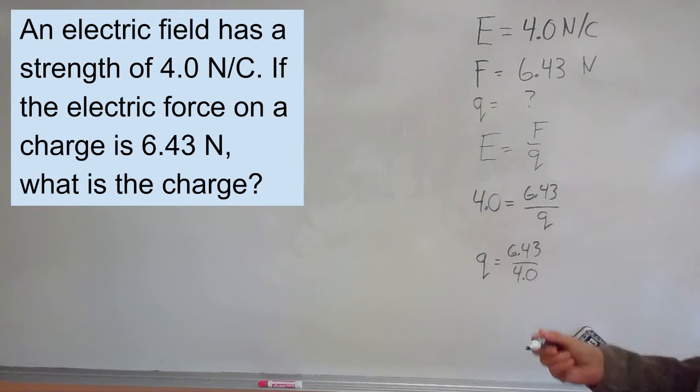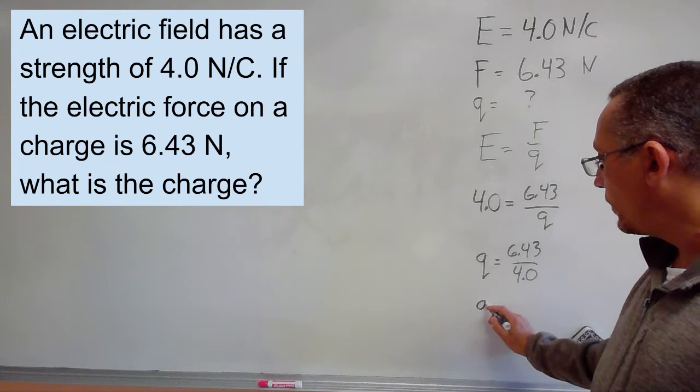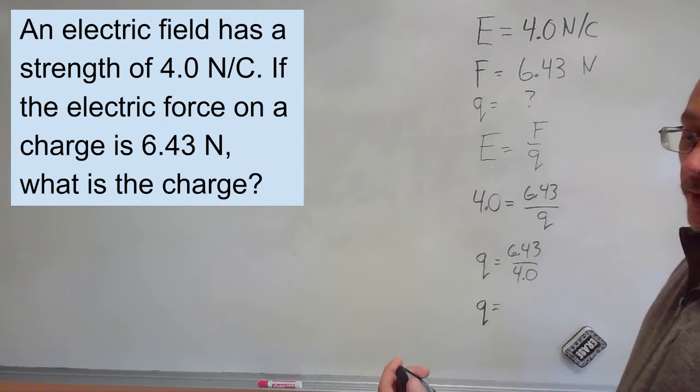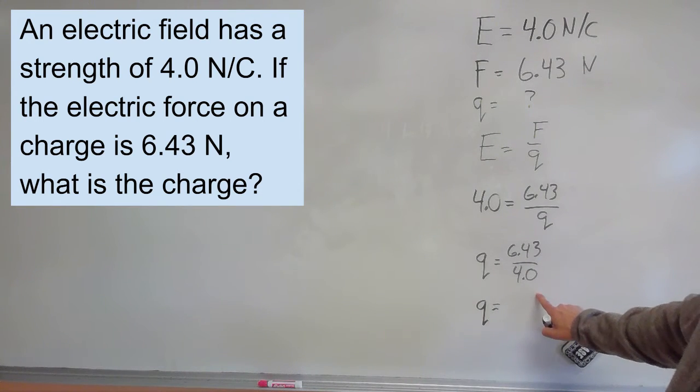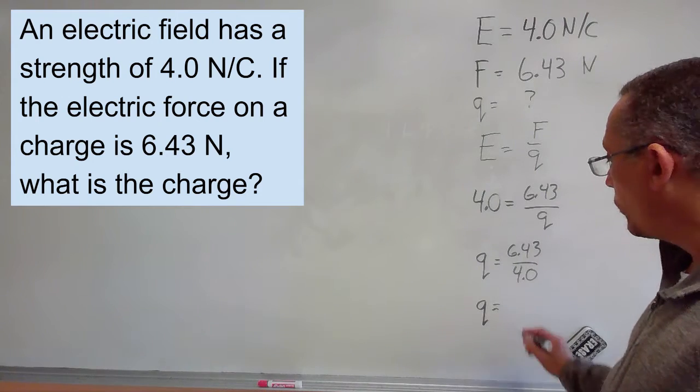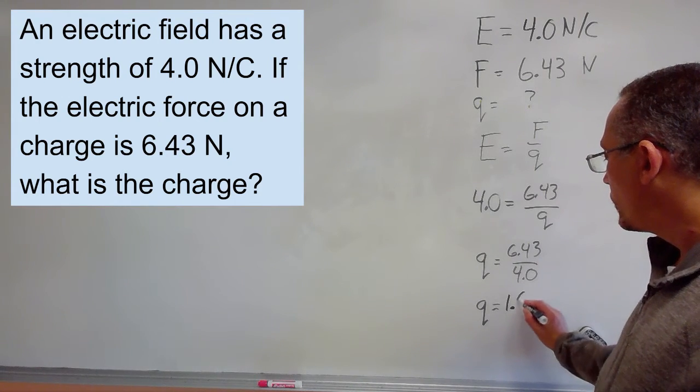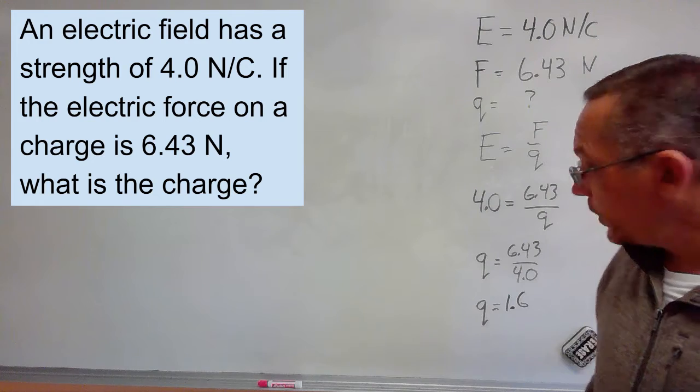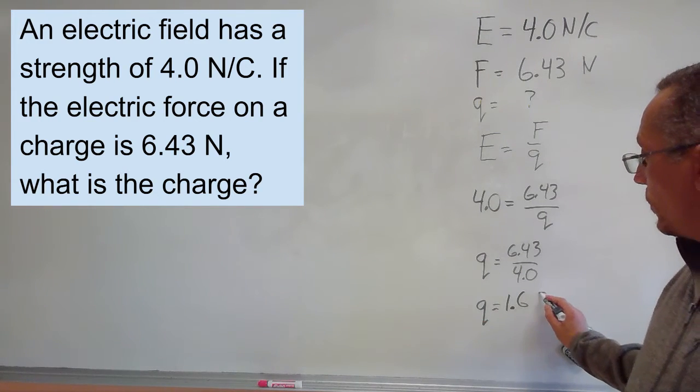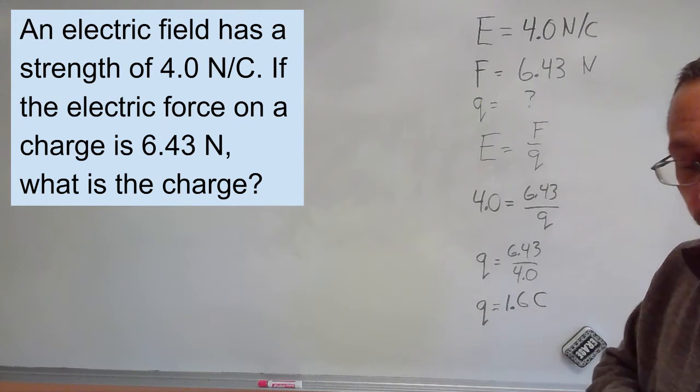And I'm going to need two significant figures in this answer. That's two significant figures because 4.0 had two significant figures, so I'll put 1.6. And then what unit do we use for a charge? We use coulombs.